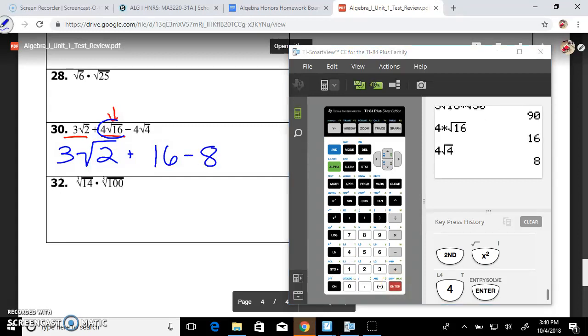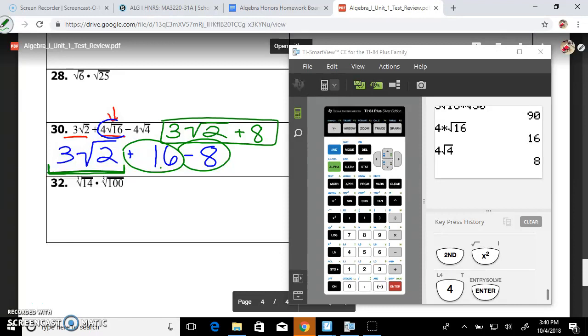So that's minus 8. So we actually don't even have to reduce any radicals for this. We are going to check to see if we have any like terms. Were there any terms that 3 root 2 could combine with? No, because all of the other numbers are just constants. So our answer is going to be 3 root 2, and then we'll simplify 16 minus 8, leaving us with positive 8. So 3 root 2 plus 8 is our final answer.